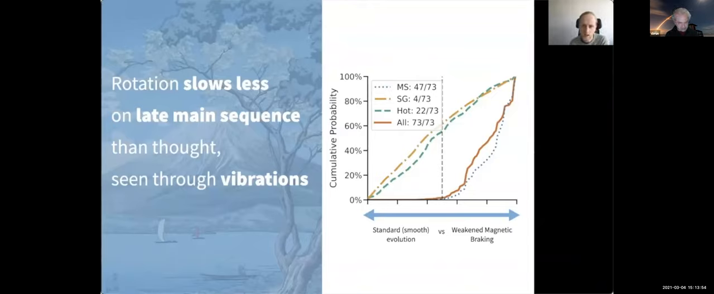We compared these new rotation rates to a standard evolution scenario and one where weaker magnetic braking takes place, and found that overwhelmingly the latter is preferred. So these older stars slow down less rapidly and so rotate faster at older ages than we expect.